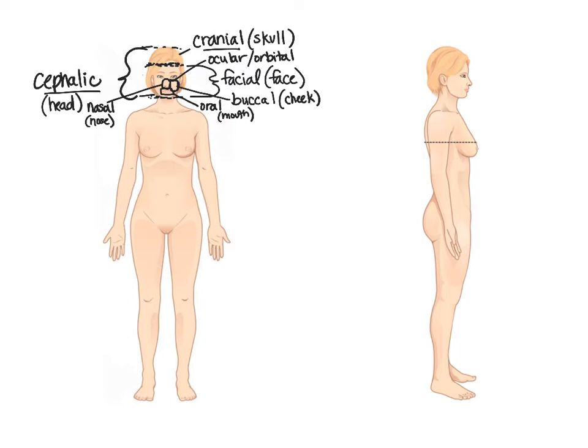So that's where the oris comes in. The orbicularis oris is the muscle that is around the mouth. The oral cavity, or the oral region, is the oris.